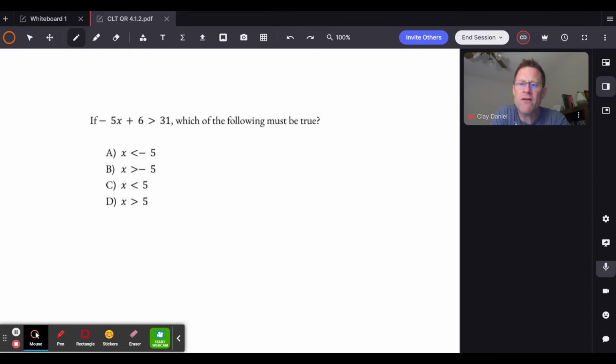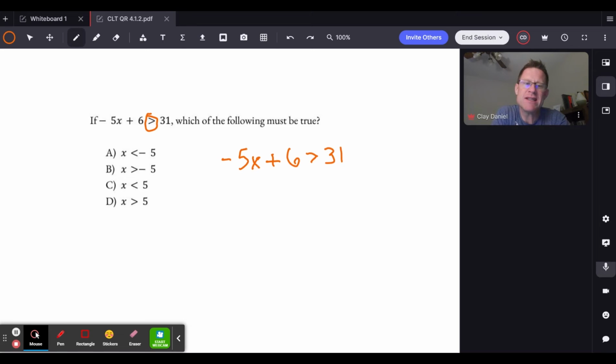Now you may recall from Algebra 1 that inequalities, that is with a greater than or less than symbol, can be treated a lot like equations. That is, we can use inverse operations to solve for x. It might make you wonder why this problem wouldn't appear right at the beginning of a CLT section, where the questions are typically more straightforward.